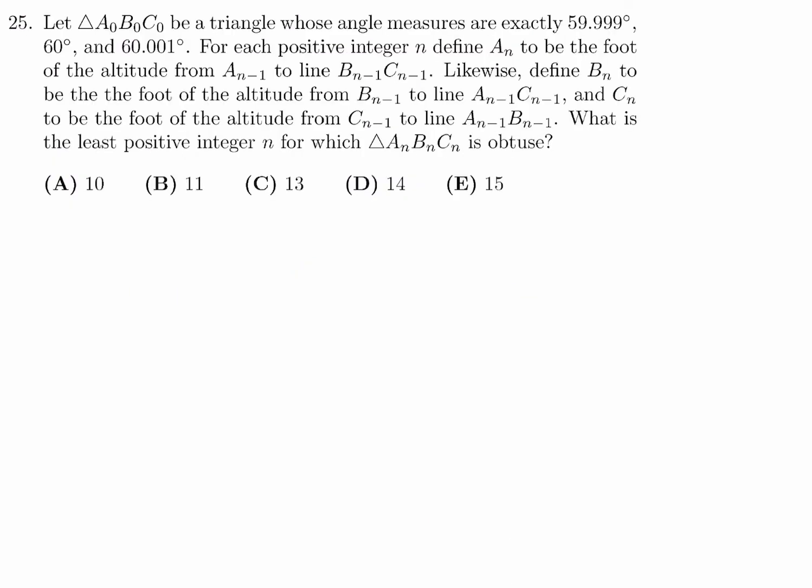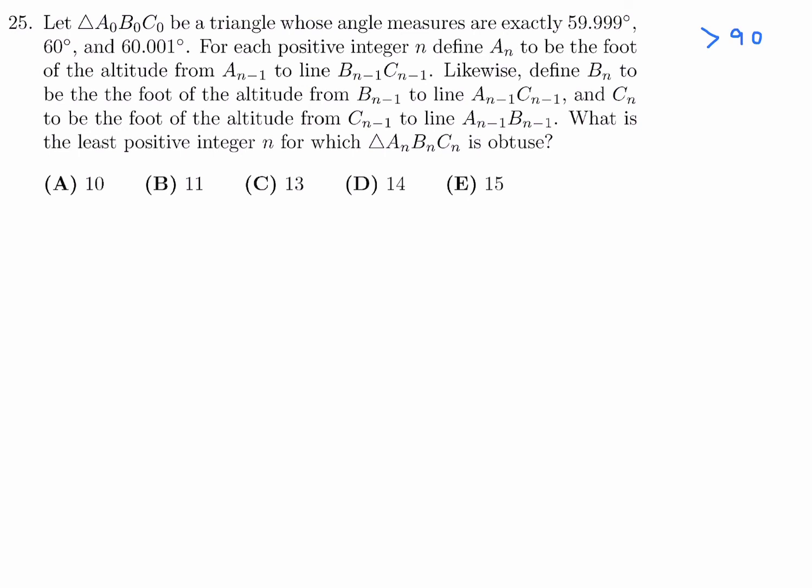Let triangle A0B0C0 be a triangle whose angle measures are exactly 59.999, 60, and 60.001. For each positive integer n, define An to be the foot of the altitude from An-1 to the line Bn-1, Cn-1. Likewise, define Bn to be the foot of the altitude from Bn-1 to the line An-1, Cn-1, and Cn to be the foot of the altitude from Cn-1 to the line An-1, Bn-1. What is the least positive integer n for which the triangle AnBnCn is obtuse? Obtuse meaning that one of the angles is greater than 90 degrees.